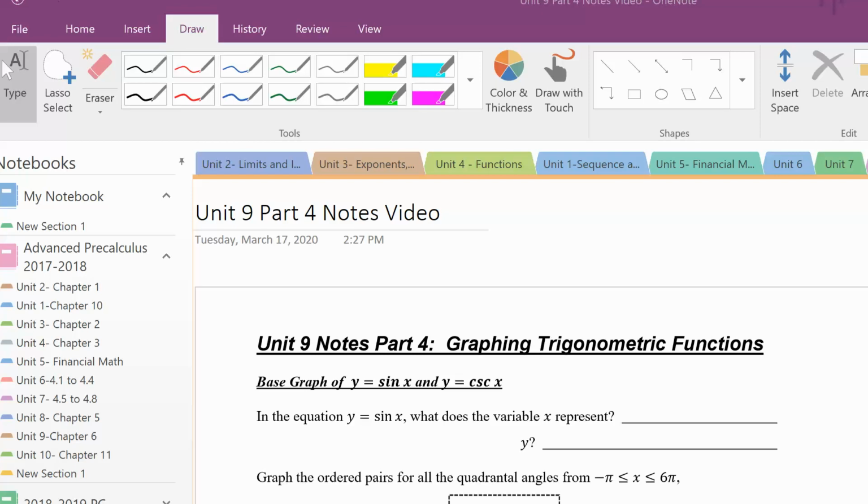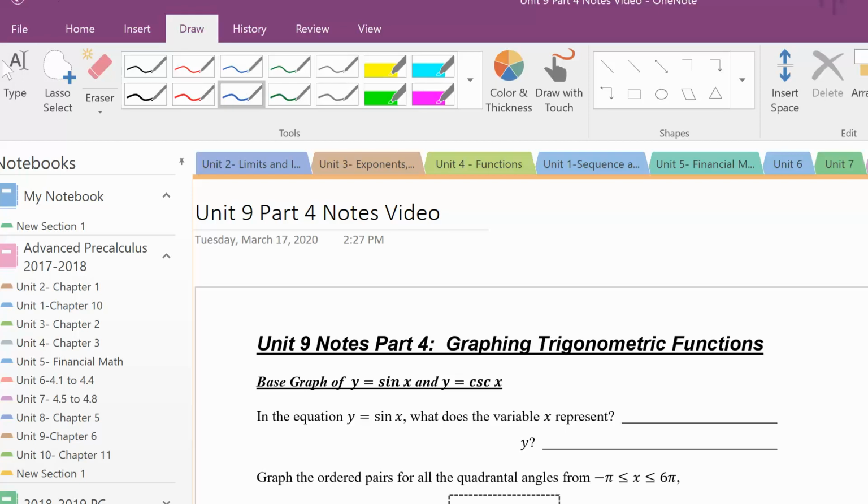Welcome to today's video on Unit 9, Part 4. We're going to talk about how to graph trigonometric functions, or basically review of what you accomplished last year. So we'll start with the sine function, and that'll lead into the cosecant because they are reciprocals.